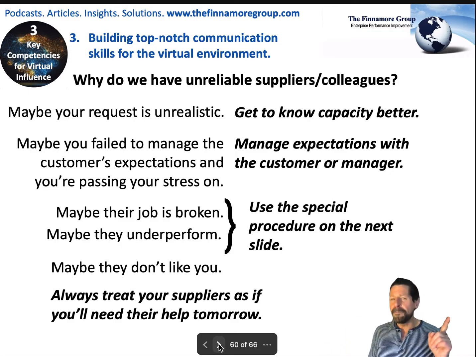Or maybe their job is broken. Maybe they don't have enough capacity, they don't have enough supply, they don't have enough people, they can't meet the demand for some constraint, some process reason. The processes are broken. Maybe their job's broken. Some jobs are widowmakers. They chew and spit talented people out. Or maybe they underperform. So maybe their job sucks, or maybe they suck. That is possible, but it's just not the first thing to think of, right?